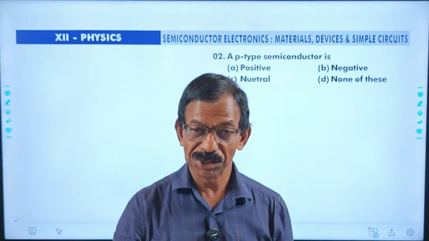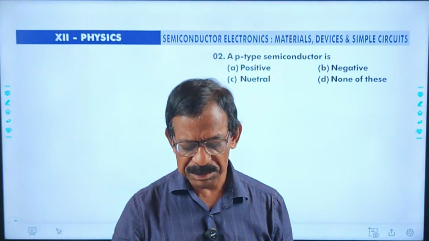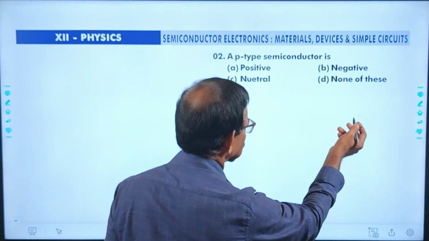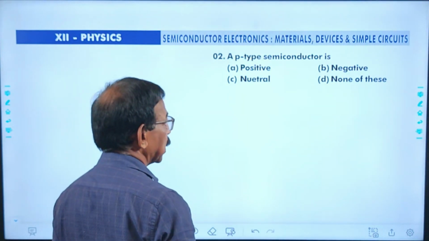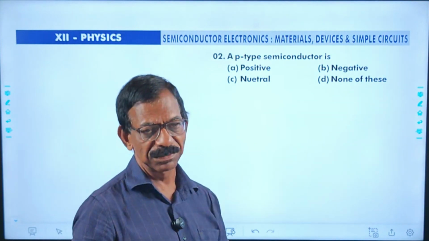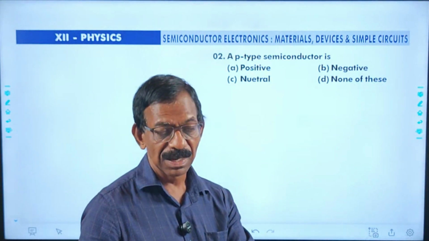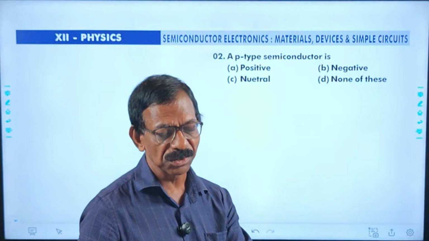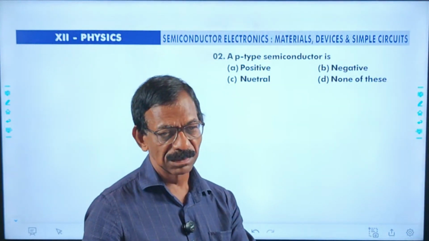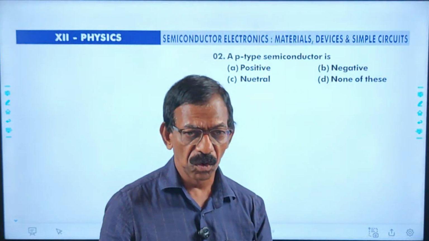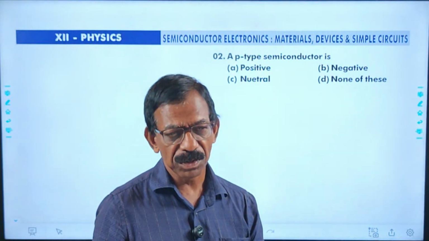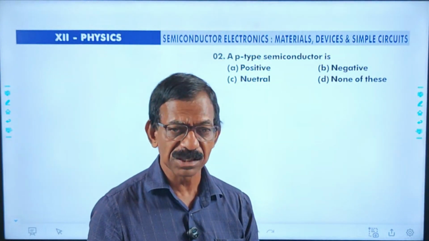Now it is question number 2. A p-type semiconductor is whether it has positive, negative, neutral or anything. A p-type semiconductor is obtained by adding trivalent impurity to a semiconductor. Hence, there is a deficiency of an electron and this is called a hole. But as a whole, there is no removal or addition of electrons to it. Hence, the total number of electrons and holes in the material remains constant.